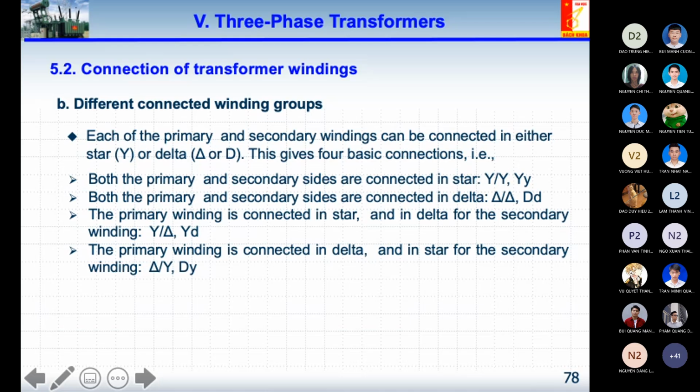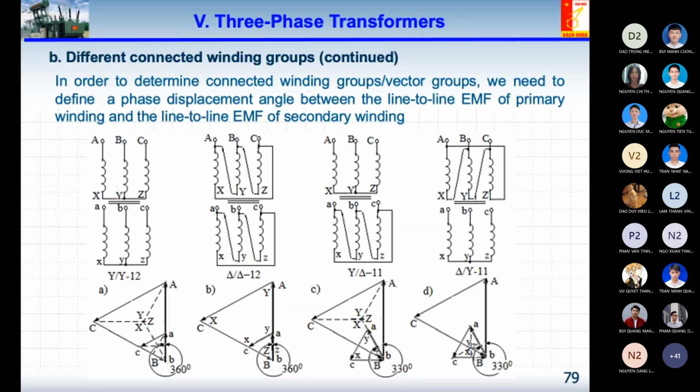And here you can see we get 4 basic connections for the type of winding of the transformer. And now the idea is how to define the number of the vector group of the transformer, and what is the number. Let me move on to the next slide. I would like to show you the number of the connection. Have a look at this one.